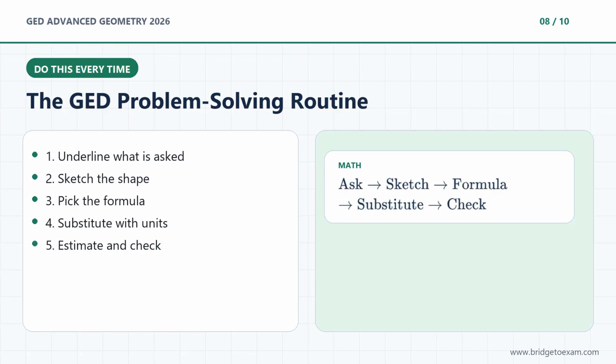Let's turn everything into a routine you can trust on test day. 1. Read the question and underline the quantity being asked. 2. Sketch or inspect the shape. 3. Choose the formula from the formula sheet. 4. Substitute the numbers, keeping the units attached. 5. Estimate and ask whether the size makes sense. If a room's area came out to 5 million square feet, you would know something went wrong. This routine keeps you calm and accurate.